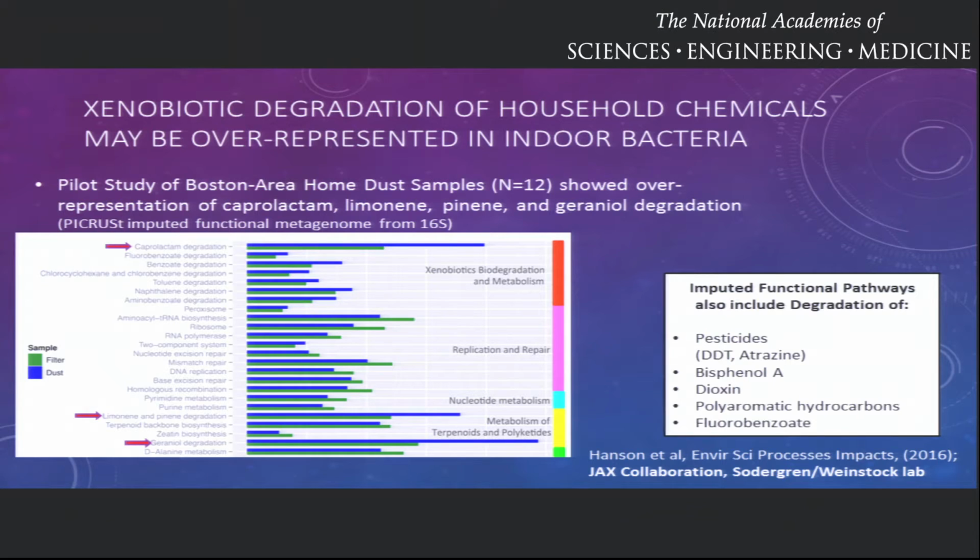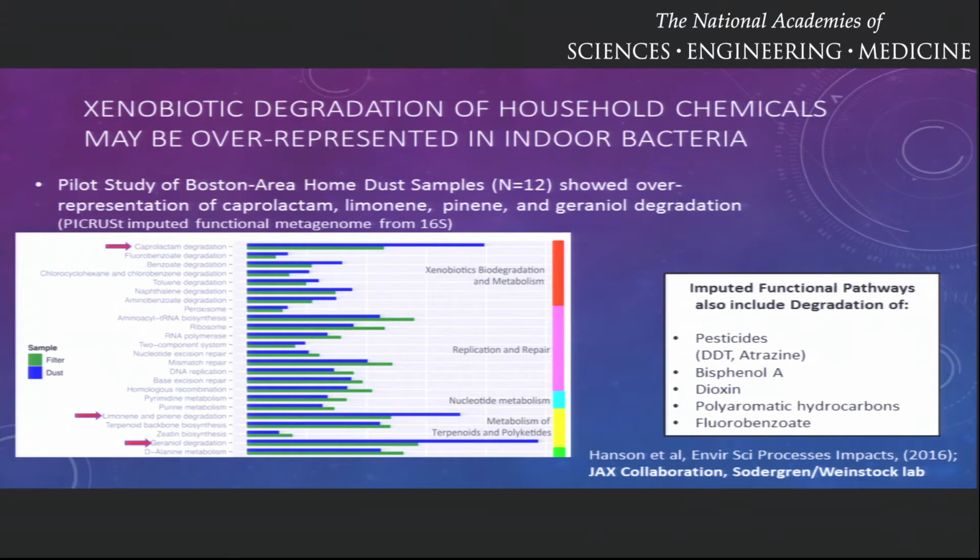And they handed us back the data. And it was kind of interesting. They put both sample types on the same graph. We hadn't initially asked for that comparison. But what was kind of cool was that in the house dust samples, which are in blue, we saw an overrepresentation of the potential to degrade caprolactam, limonene and pinene, and geraniol.